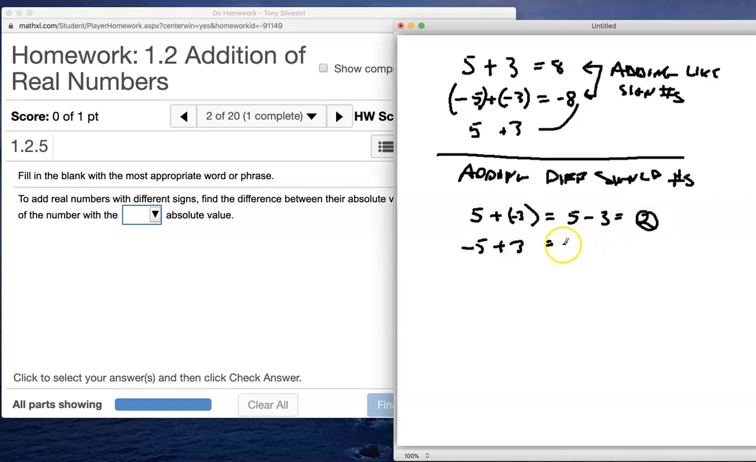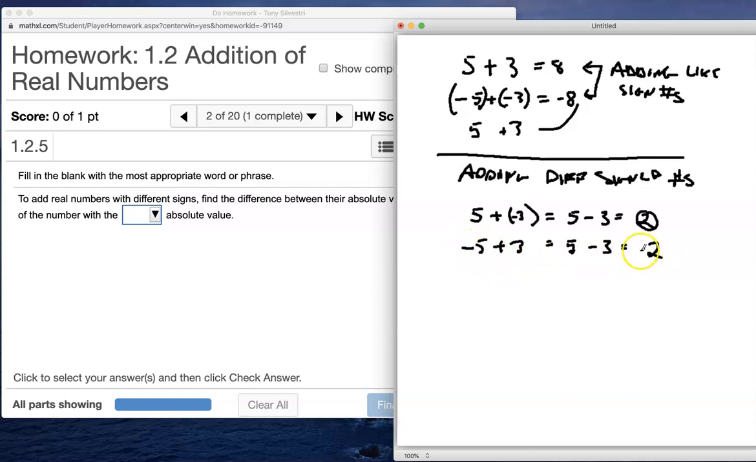Now here, get the absolute values. Put the biggest one first. The absolute value of -5 is 5. The absolute value of 3 is 3. Put the biggest one first, because you're going to subtract the smallest one from the biggest one. You're going to get 2, but you keep the sign of the bigger number.